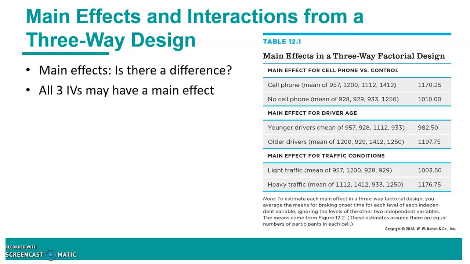So the main effects, again, they tell you, is there a difference? Okay, so for a 3-way factorial design, you'd have 3 main effects. Here's what they would be in that example. Okay, main effect for cell phone use versus no cell phone. Main effect of age, and then a main effect of traffic condition.